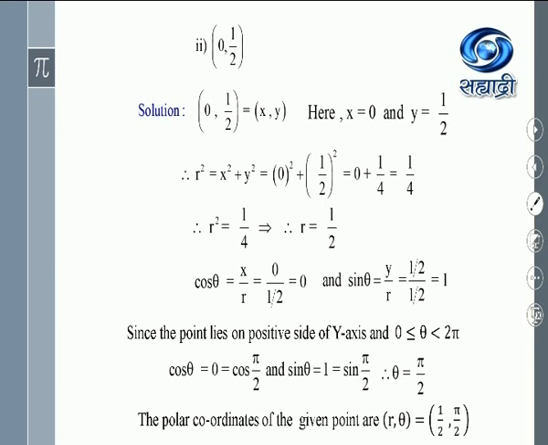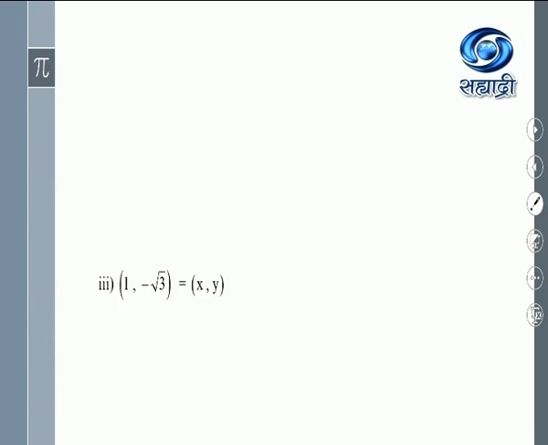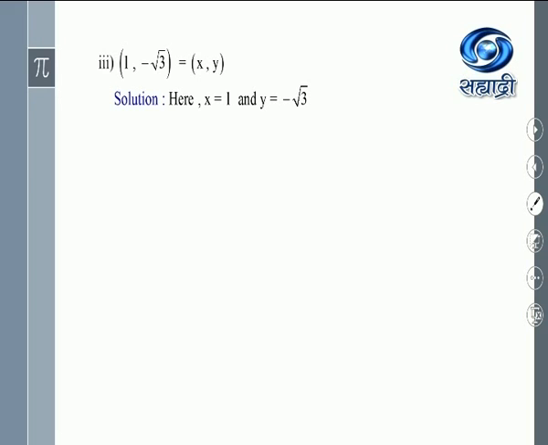Therefore the polar coordinates of the given point are r comma theta. R is 1 upon 2 and theta is pi by 2. So this is for the second as the solution, half comma pi by 2. Let us have one more sum, that is 1 comma minus root 3. Again assume 1 comma minus root 3 as the Cartesian coordinates x comma y. Here x is equal to 1 and y is equal to minus root 3.